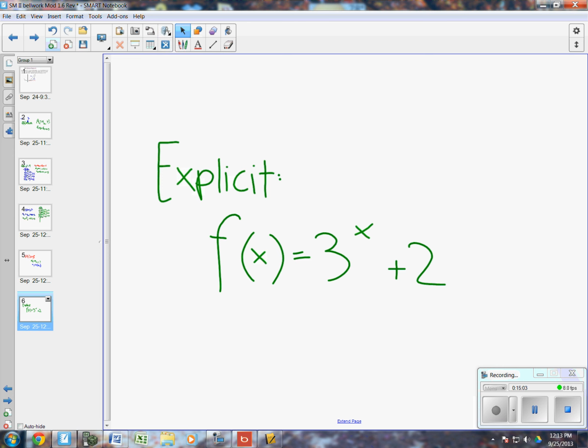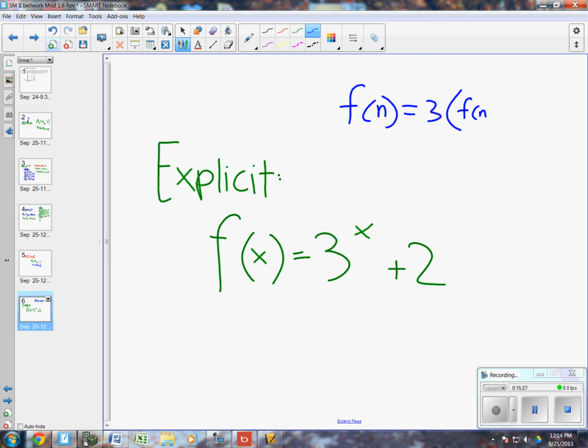So what would be the recursive for this one, you guys? Go ahead, Alex. And then minus 4? Okay. So the recursive is f of n equals 3 times f of n minus 1, minus 4. How did you get that? Okay, so you take the previous term and times it by 3.